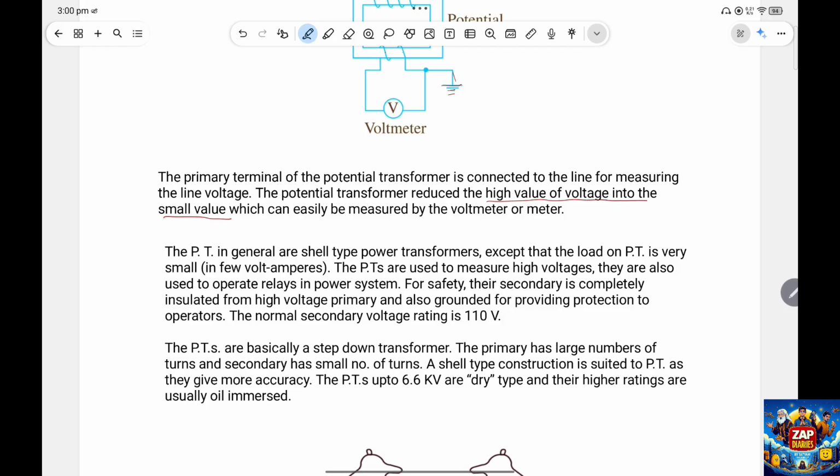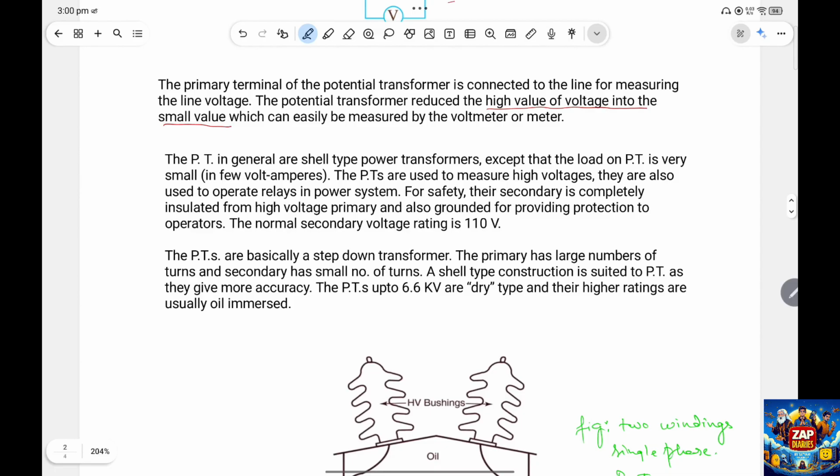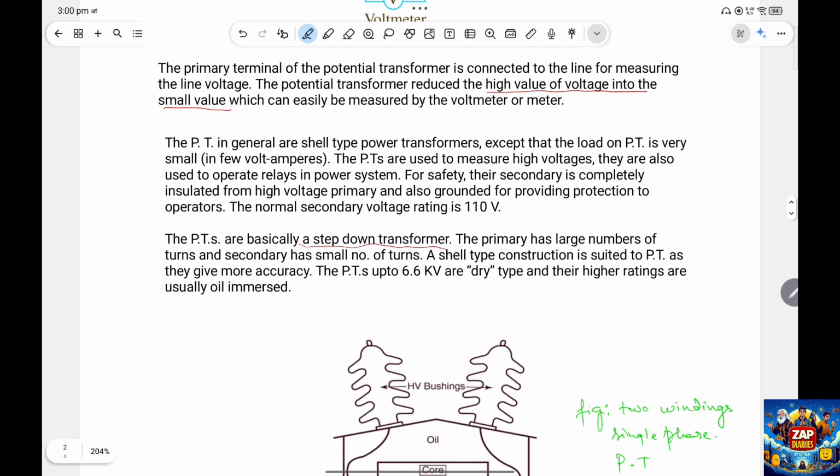Normally the secondary voltage is rated up to 110 volts, which is still measurable. The PTs are basically step down transformers. You should keep this in mind. The primary side has a large number of turns and the secondary has a small number of turns. This is the feature of a step down transformer. A shell type construction is suited to PTs as they give more accuracy.